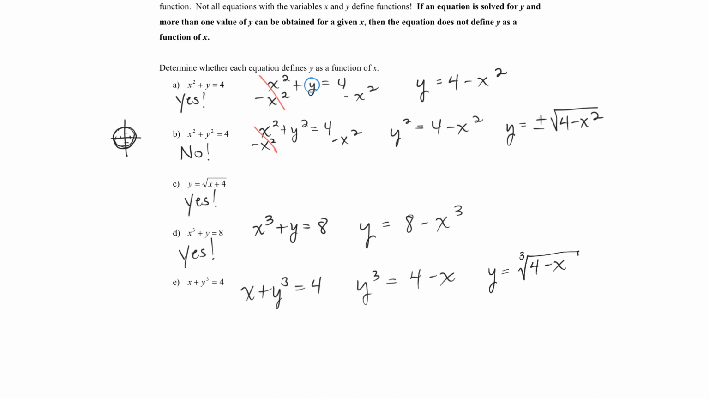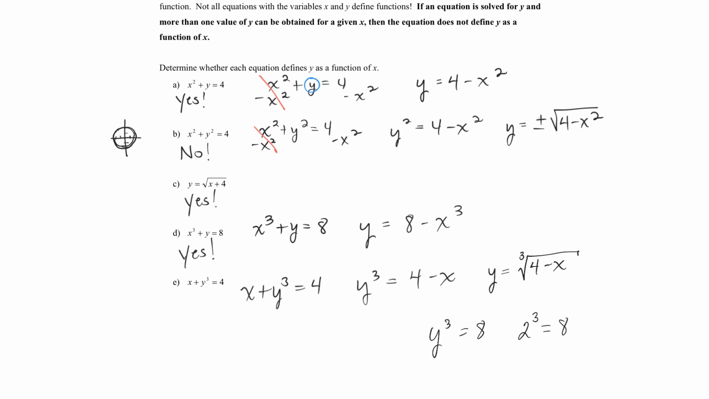And just think about for a minute why I don't need to include, in fact, it would be wrong for me to include a positive or negative sign. If y cubed equals 8, then one real valued solution to this would be 2. In fact, that's the only real valued solution to this, because 2 cubed equals 8, right?